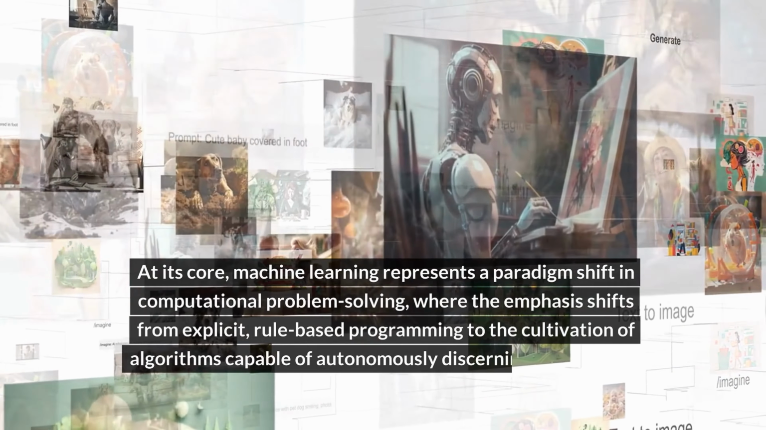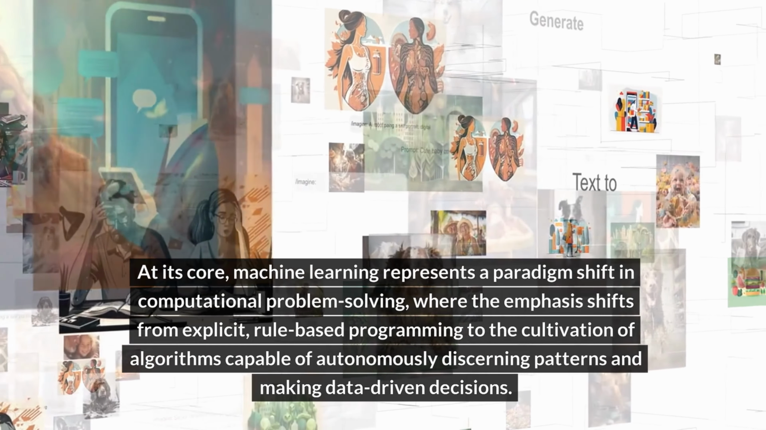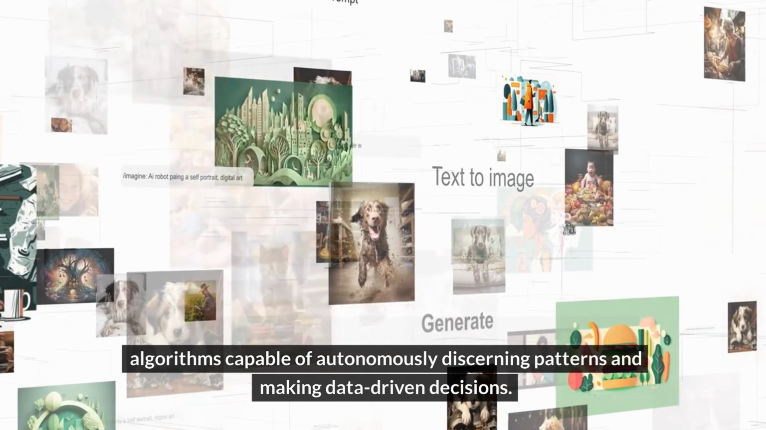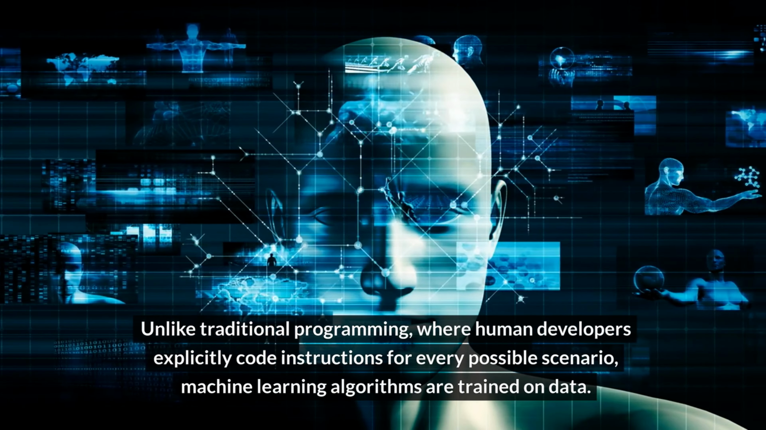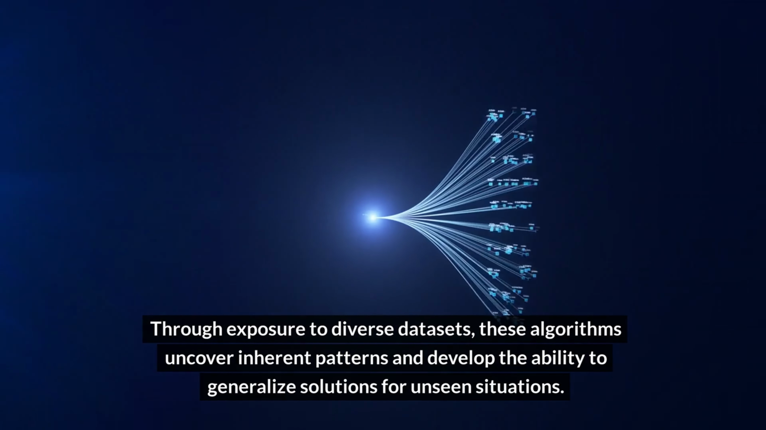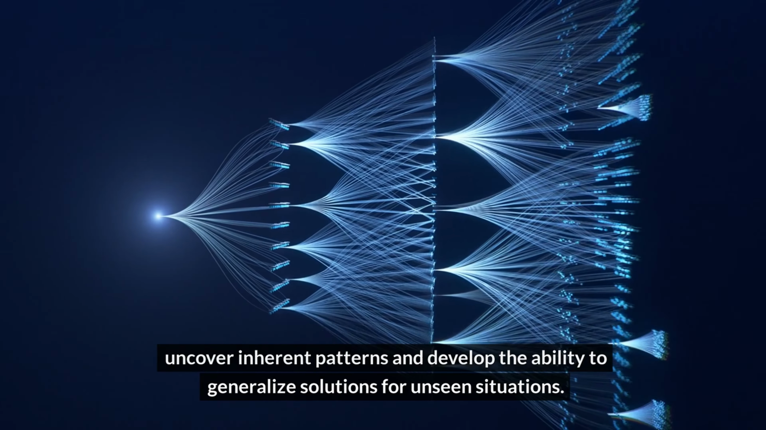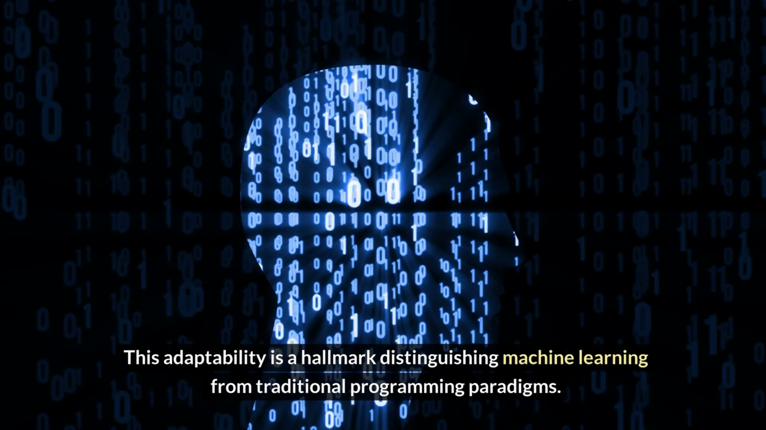machine learning. At its core, machine learning represents a paradigm shift in computational problem-solving, where the emphasis shifts from explicit, rule-based programming to the cultivation of algorithms capable of autonomously discerning patterns and making data-driven decisions. Unlike traditional programming, where human developers explicitly code instructions for every possible scenario, machine learning algorithms are trained on data. Through exposure to diverse datasets, these algorithms uncover inherent patterns and develop the ability to generalize solutions for unseen situations. This adaptability is a hallmark distinguishing machine learning from traditional programming paradigms.